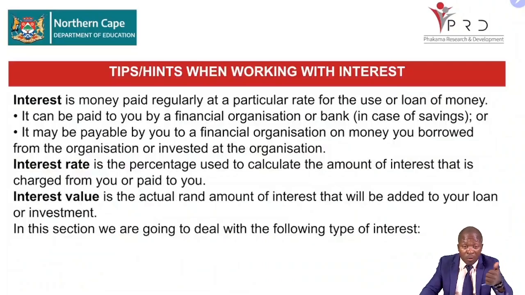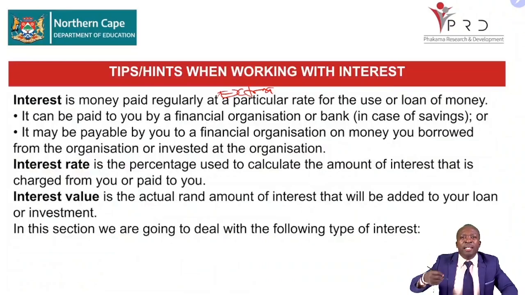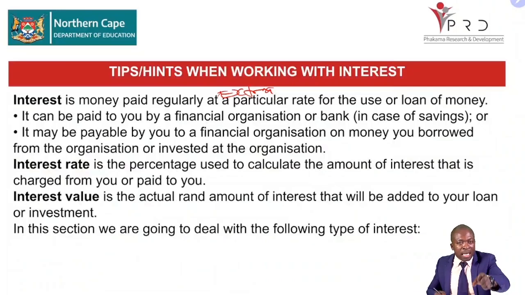You have to know what interest is. So I've just written something here that interest is the money paid regularly at a particular rate for the use or loan of money. Or even if you don't want to write it this way, you can say interest is the extra money. Interest is the extra money that you pay for using somebody else's money, or the extra money that you receive from an investment. When you write this one, there is no examiner who is going to mark you wrong because they get the idea of the keyword extra. Interest is the extra money that you receive or you pay.